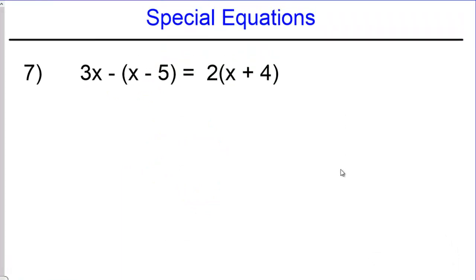Numbers 7 and 8. These are special equations. These are scenarios that you will probably see in some of the work you do, and you need to know how to interpret them. So I'm just going to go ahead and start simplifying here.